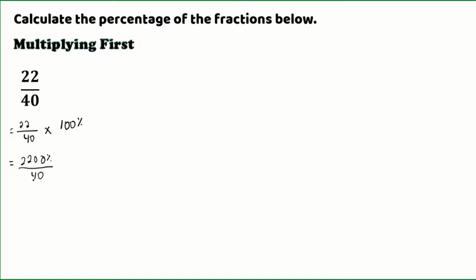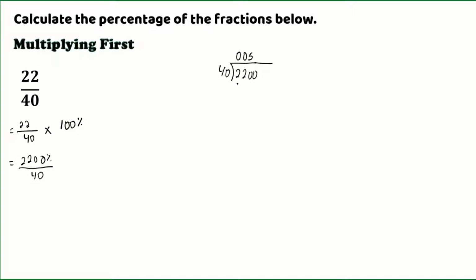And now that we have set up our fraction, we're now going to perform our long division. And I'm going to be dividing my 40 into my 2200. So 40 can't divide into 2 since 2 is less than 40. 40 can't divide into 22 again because 22 is less than 40. So we're going to be dividing 40 into 220, which will go 5 times.